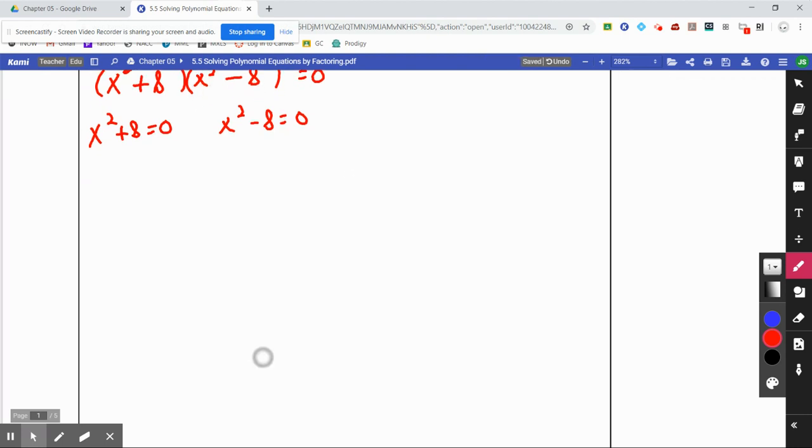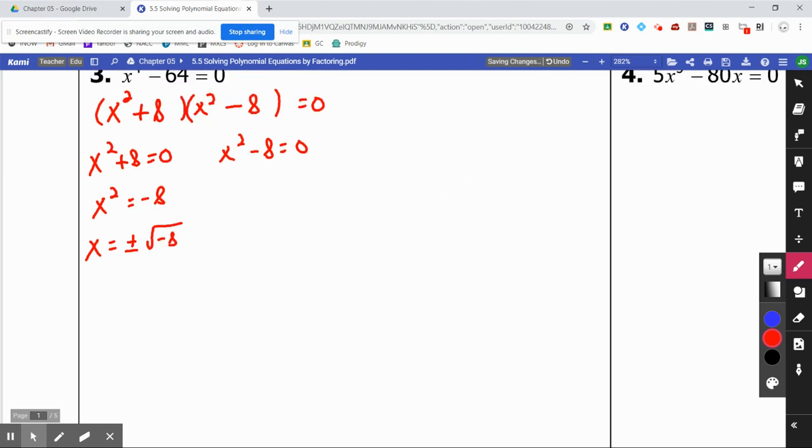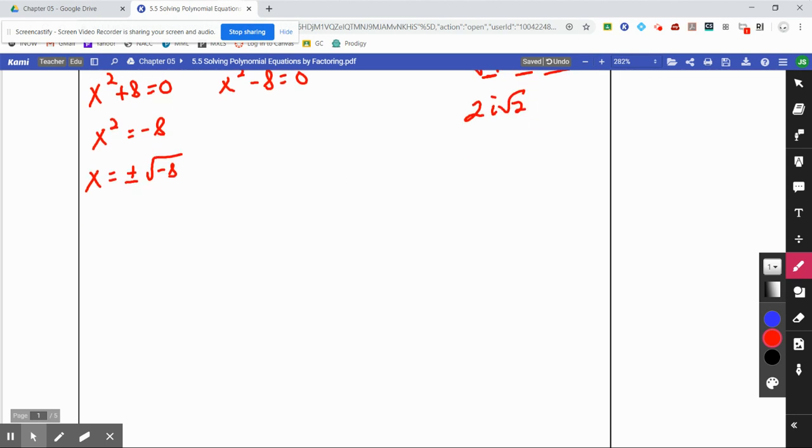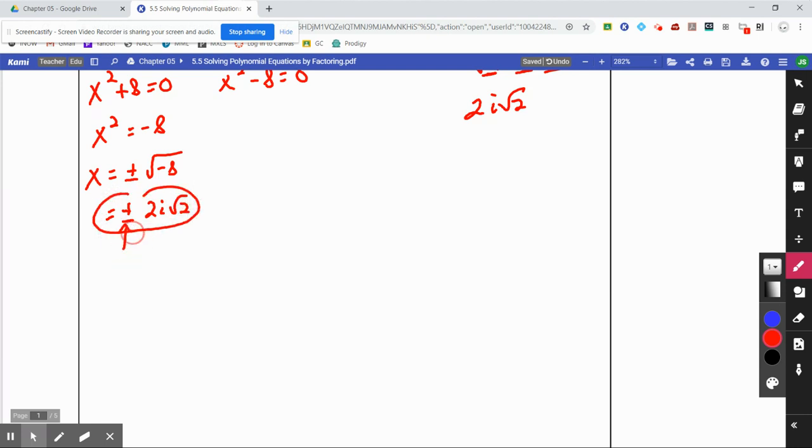Now to solve it, we're going to move our 8 over. It gives you x squared is equal to negative 8. So therefore, x, to get rid of that squared, is plus and minus the square root of negative 8. Now we got to simplify that. Let's come over to the side. The square root of negative 8, we're going to split into root negative 1 and root 8. And then root 8, we're going to split into root 4 times root 2. So you have 2, an i, and a root 2. So therefore, x is equal to plus and minus 2i root 2.